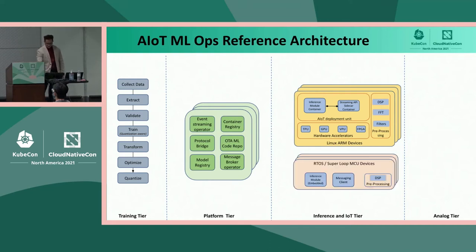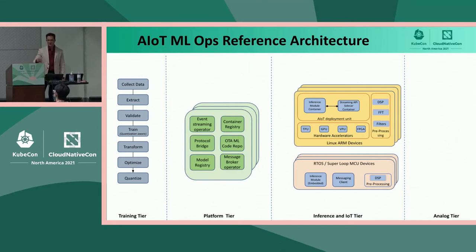The second class of devices is where things get interesting. And these are the RTOS super loop-based devices. Do you guys know about RTOS? RTOS stands for real-time operating system. That's what a lot of embedded devices run. Super loops: if you are familiar with Arduino programming, there's a big setup and a loop that runs forever. That's a super loop device.